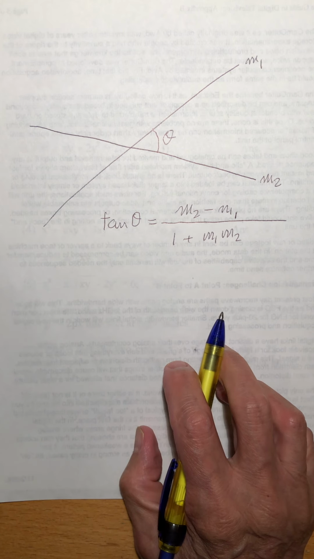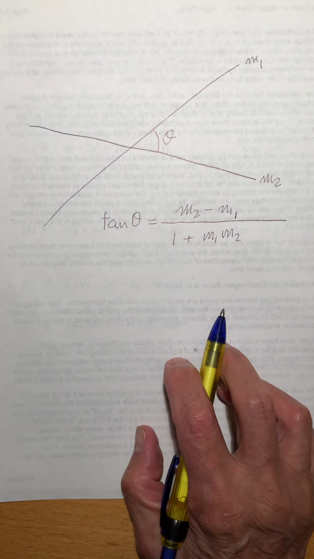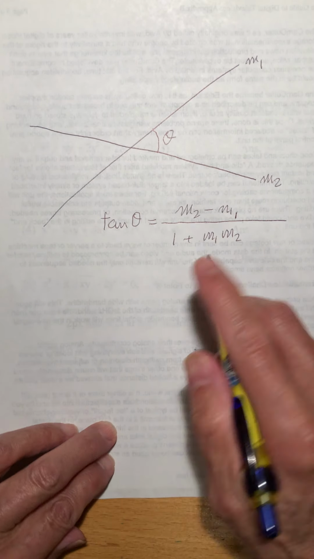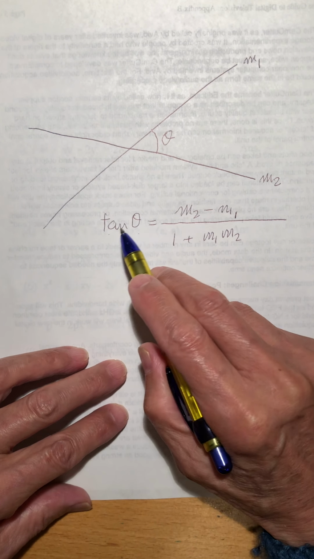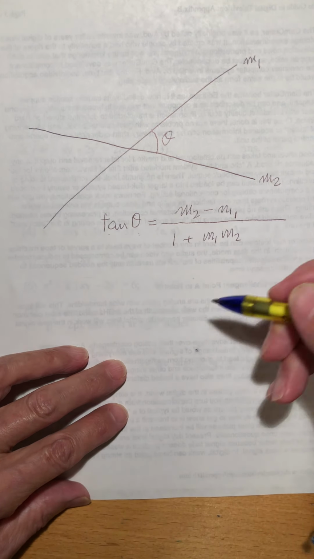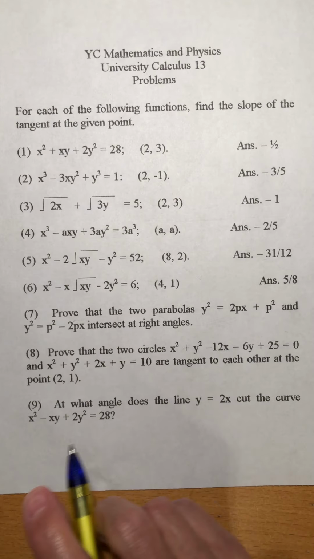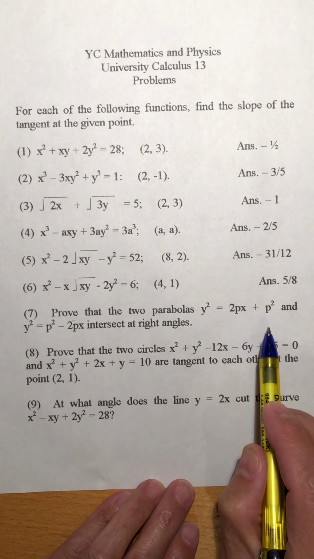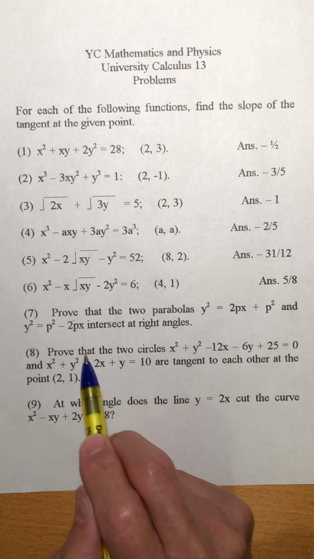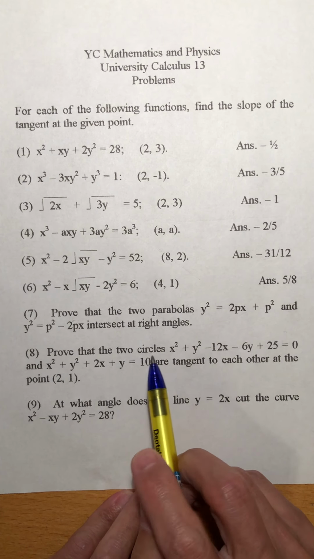So use this formula to find tan theta. Once you have tan theta, you can find theta. That's how you do it. So you need the slope. Go back to this. You need the slope of this parabola, and you need the slope of this parabola. Once you have the slopes m1 and m2, then you use the formula, and you get the angle of intersection.